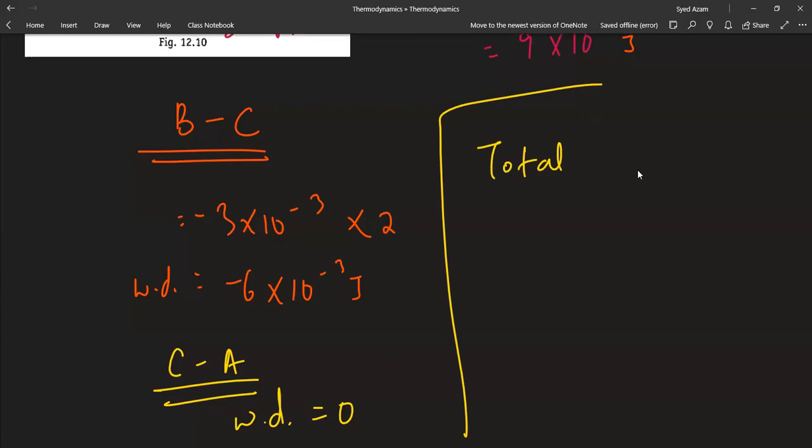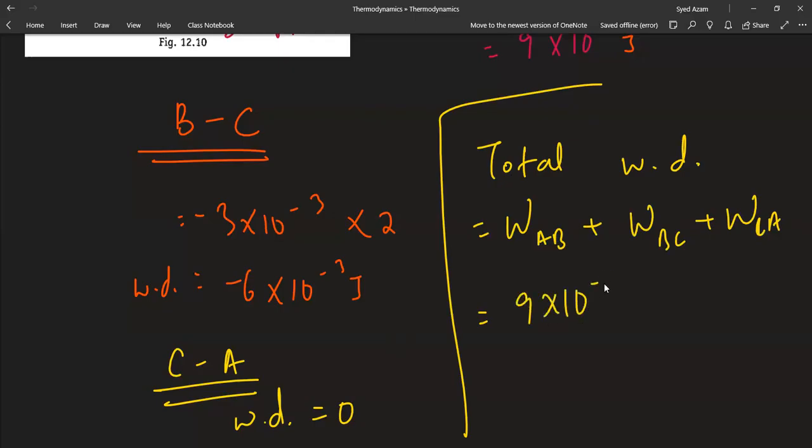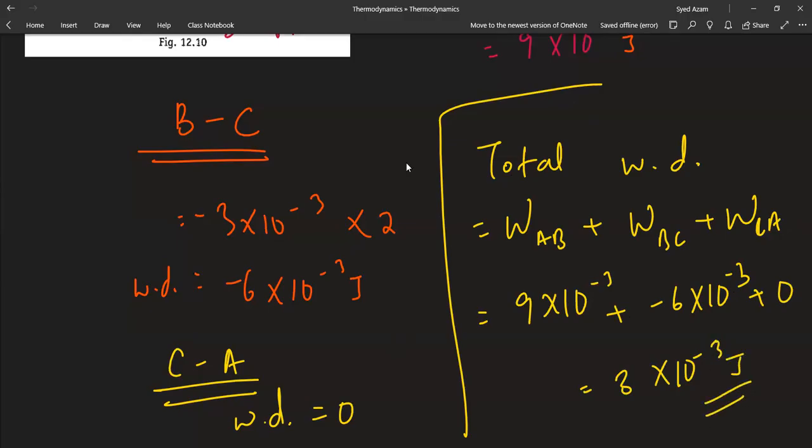So when you are calculating the total work done, it will be work done from A to B plus work done from B to C plus work done from C to A. So this will be 9 into 10 to the power minus 3 plus minus 6 into 10 to the power minus 3 plus 0. So this will be 3 into 10 to the power minus 3 joules. Write this quickly. We'll see some more questions.